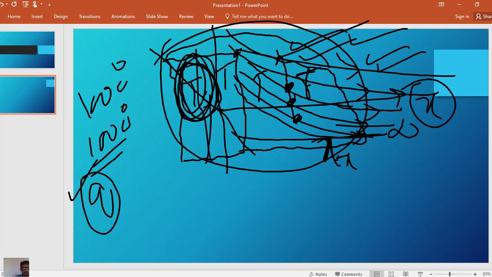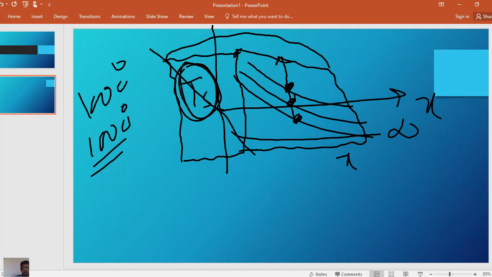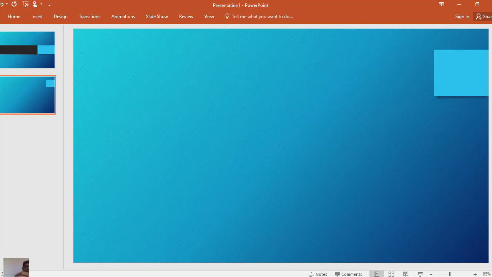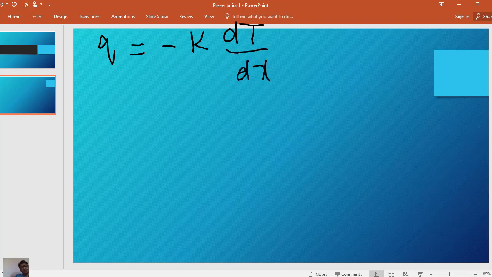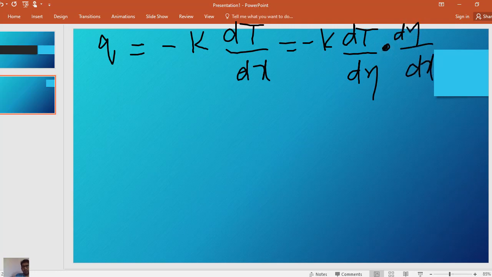So let's look at how it will behave. We know from Fourier's law that the heat flux is equal to minus k dT/dx. We can also write this as minus k dT/dη times dη/dx at the surface. At the surface, x is equal to 0. When x is equal to 0, it is the surface of the semi-infinite body.